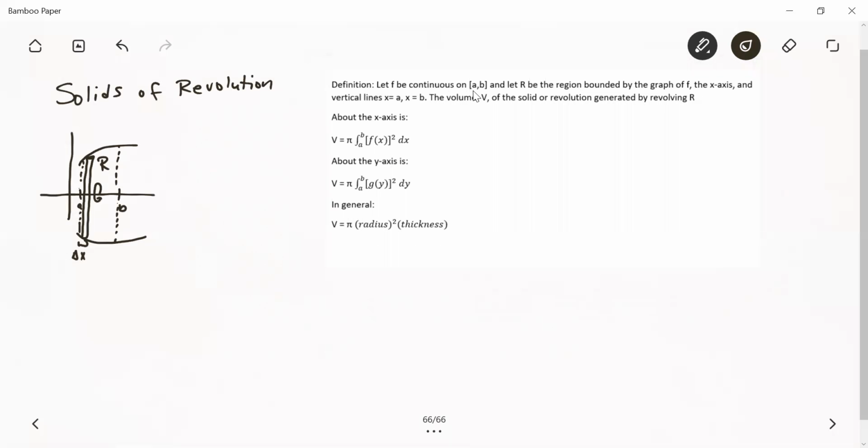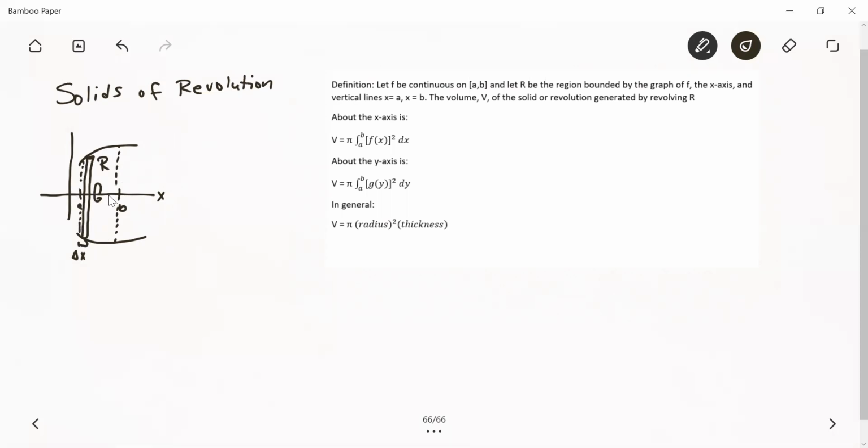We're going to let f be continuous on some closed interval from a to b, and let R be the region bounded by the graph of f, the x-axis, and the vertical lines x equals a and x equals b. So here's my x-axis. This is the graph of f of x, going from some a up to some b. Regardless of what the function is doing out here, we're just looking at this area, bounded from a to b and by that portion of the graph.